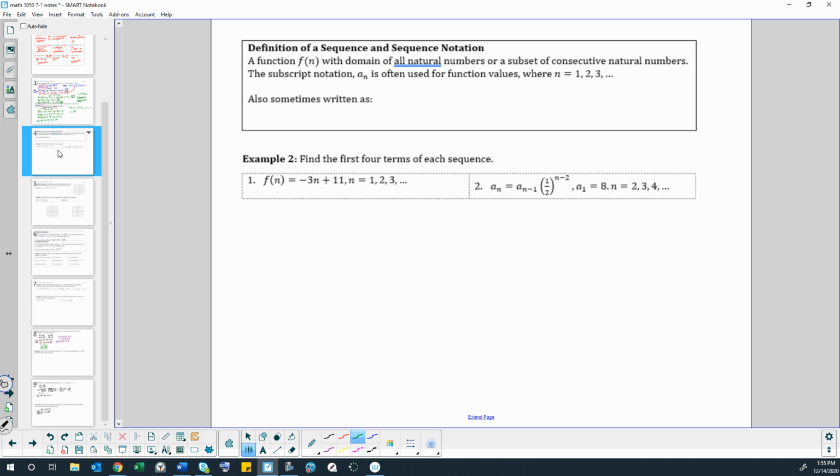Let's see what we've got here. Definition of a sequence and sequence notation. A function f of n with domain of all natural numbers or a subset of consecutive natural numbers. The subscript notation a sub n is often used for function values where n equals 1, 2, 3, etc. Also sometimes written as, I can't remember what I had here before I deleted it. I have to go back and look. But sometimes we write it like a sub n like this.